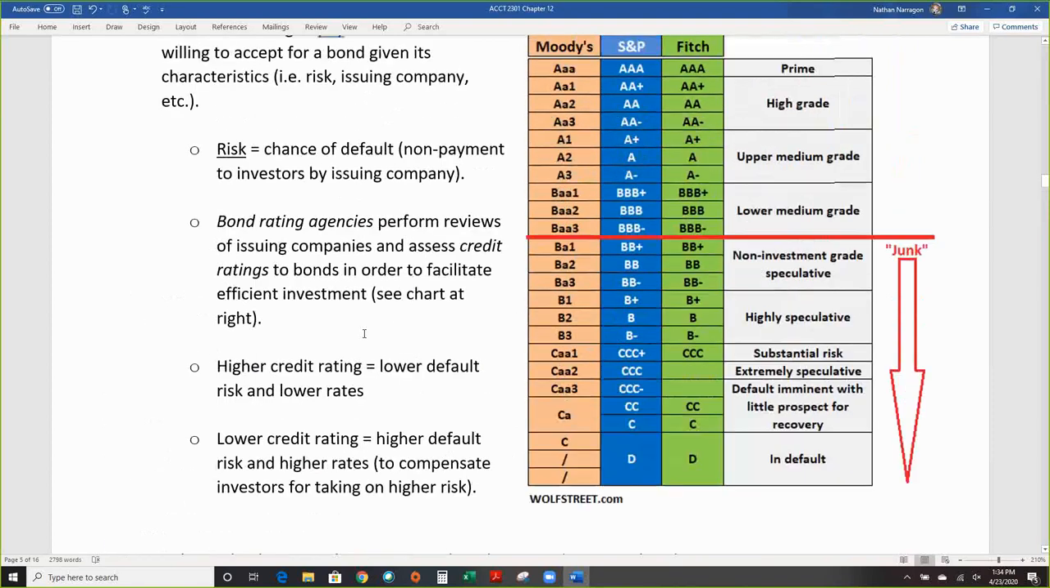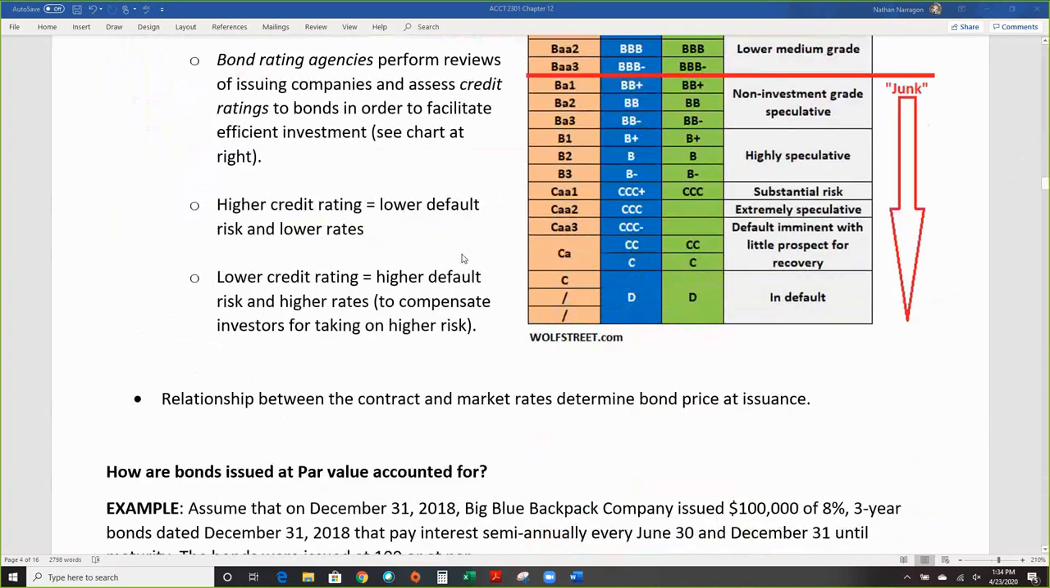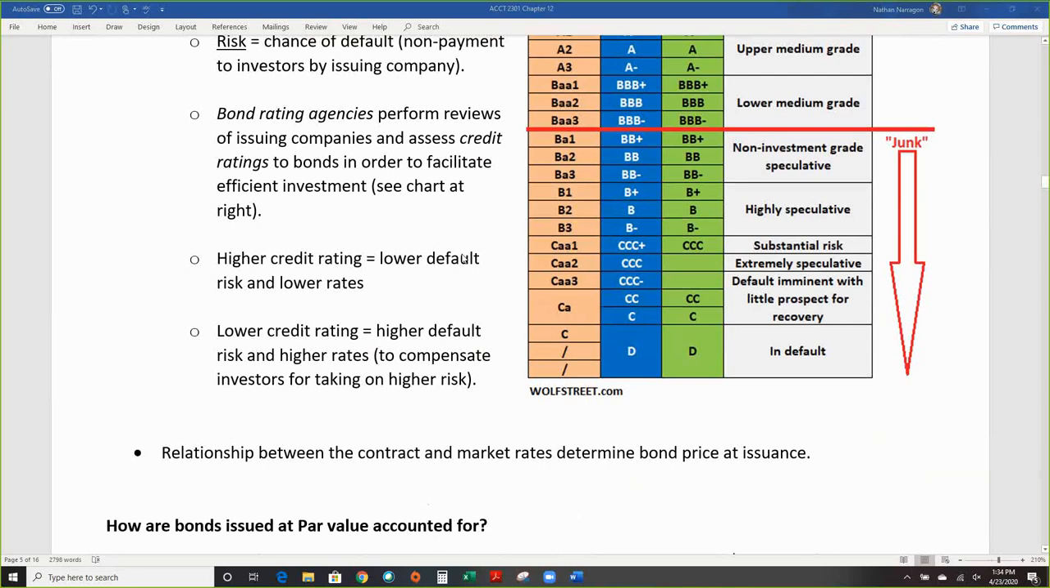So, everybody still with me? They're still feeling froggy? Any questions so far on all these definitions? Y'all ready to get to the accounting part? Okay, enough of the backstory of what they are. Let's actually do some examples.